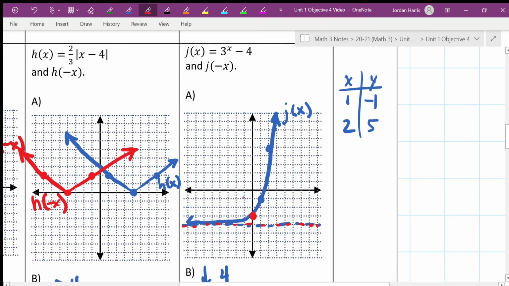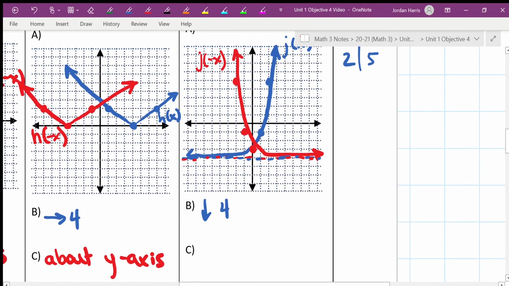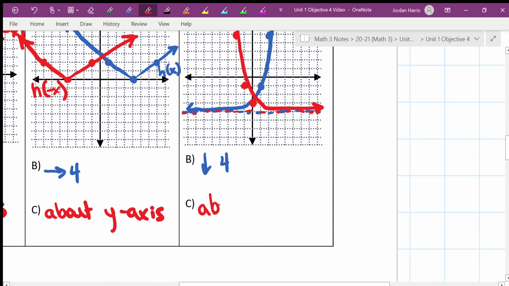This one is right 1, so I'm going to go left 1. This one is right 2, so I go left 2. And then we flip it, reflect it across the y-axis, so it'll look like this, and that's j of negative x. And once again, that is a reflection about the y-axis.